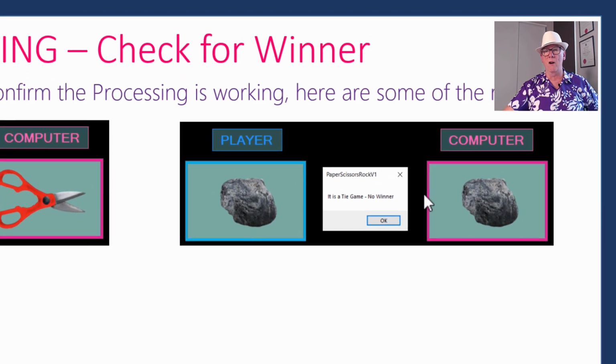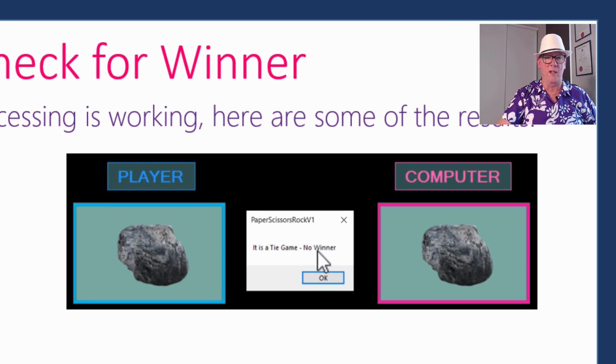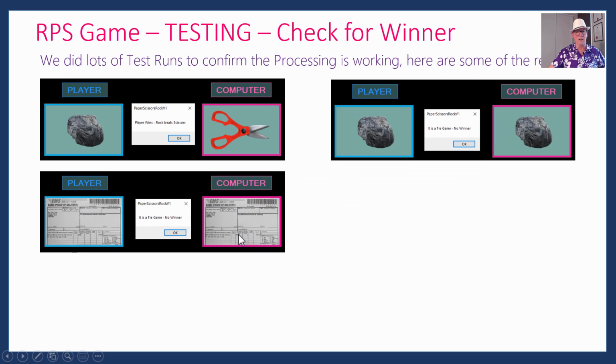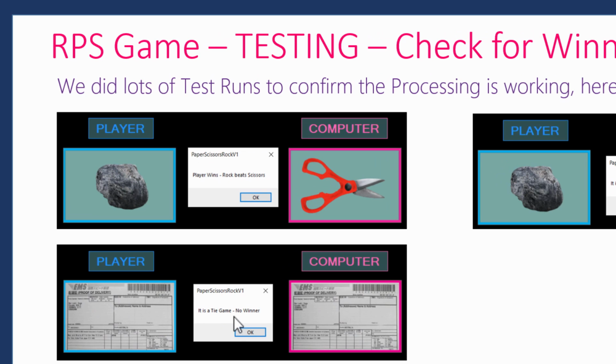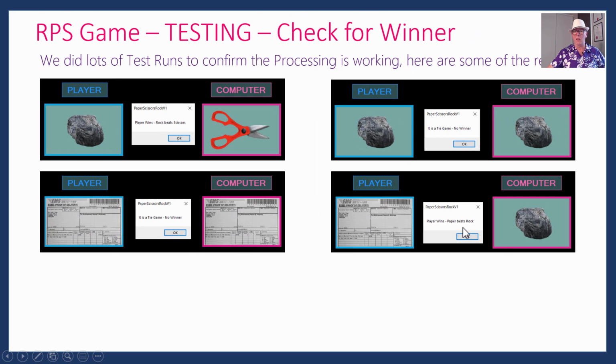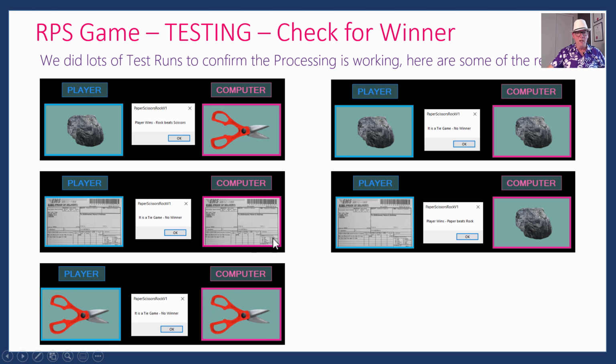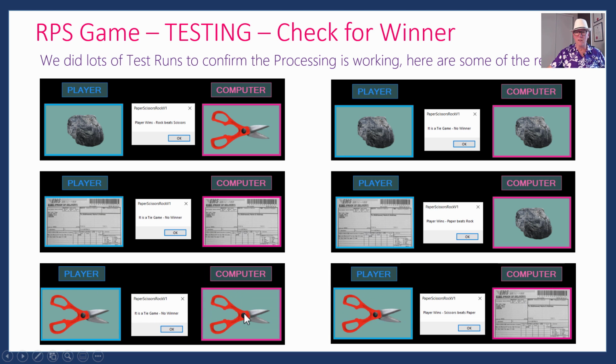They both happen to have chosen rock. Well, it's a tie game with no winner, so that's all working. Again, a double pick. Both chose paper. It's a tie game, no winner. This one here, the player wins, because remember, paper can wrap around a rock and beat a rock. Here it's another tie game where they've both chosen scissors.